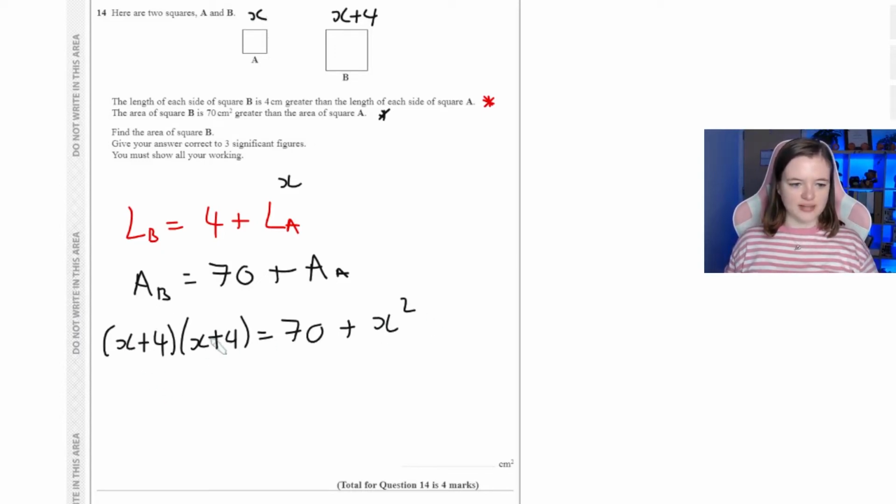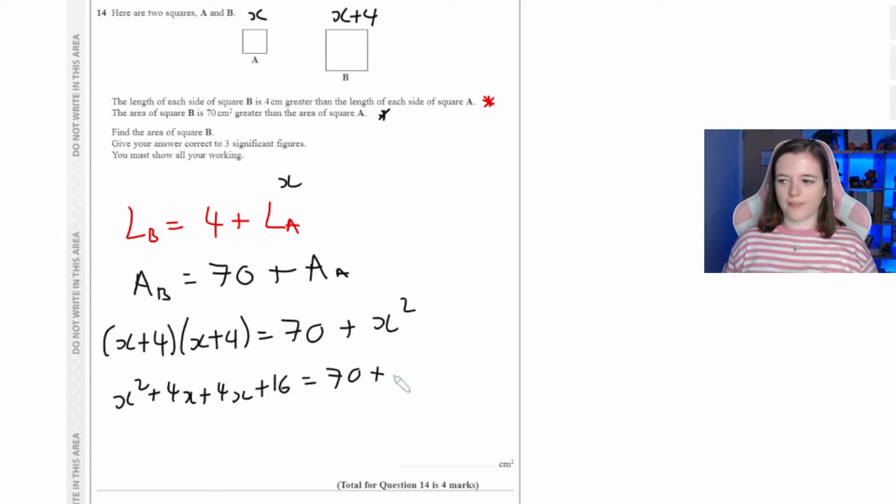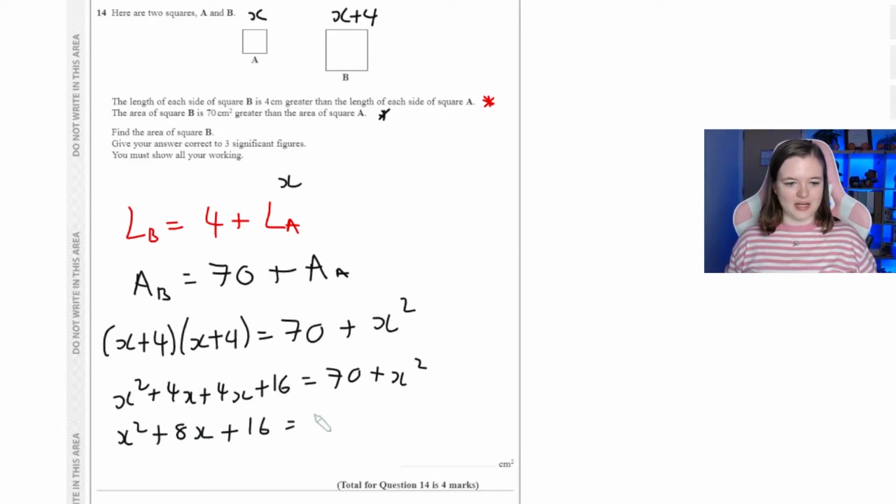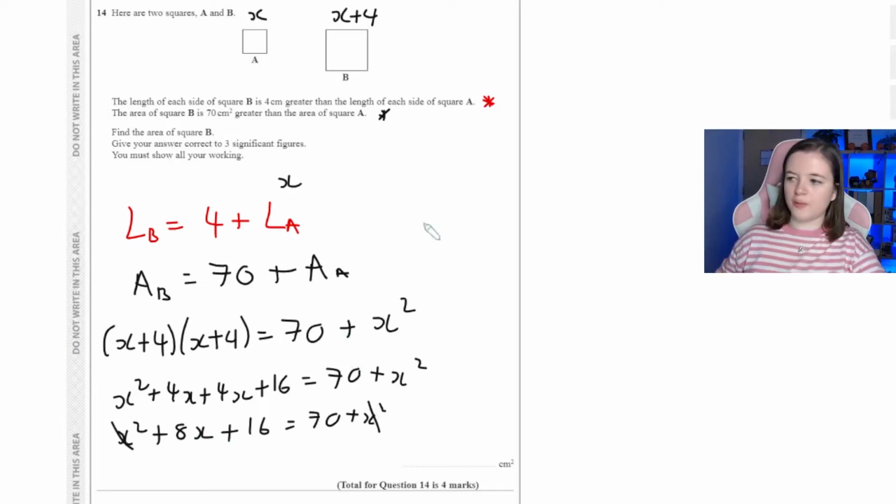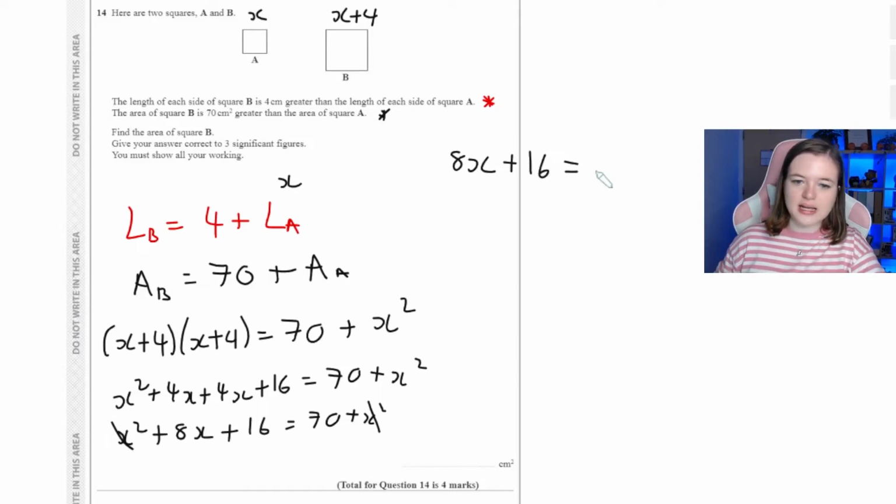So we're going to do X times X, X squared, X times 4, 4X, X times 4, 4X, 4 times 4, 16, is then 70 plus X squared. Then I'm going to group all these together, which is going to be X squared plus 8X plus 16 equals 70 plus X squared. Now we've got X squared on both sides, we can get rid of those. X squared are gone. I'm going to move up here a little bit. 8X plus 16 then equal to 70.